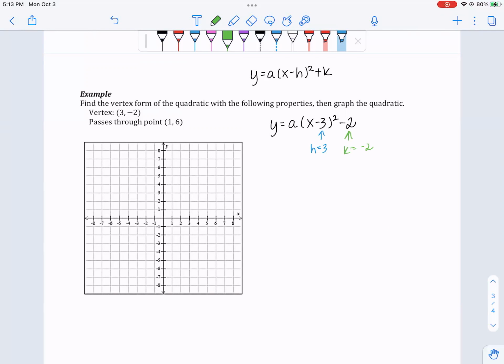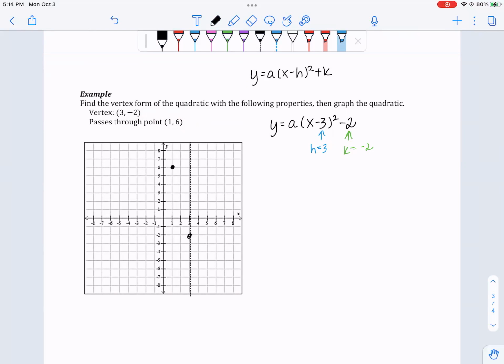We just need to find the a value. Let's plot over 3 down 2. Here's my vertex. Here is my axis of symmetry. We're told that it passes through the point 1, 6. That's right here. So that's going to be enough for us to graph.